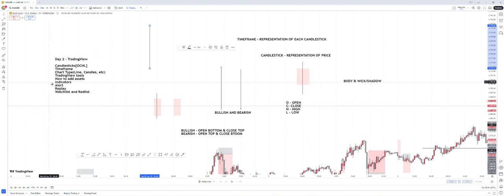Okay, so the next thing we have is how to add assets to your MetaTrader 5. So I'm going to take how to add assets and I'm going to explain watch list and red list as well over there.